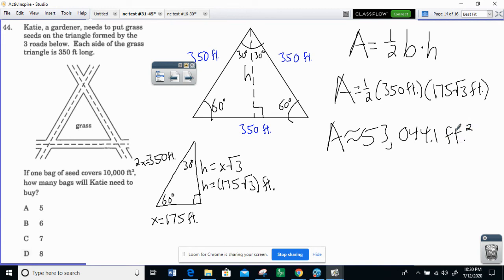And you need to be careful here because we want to do more than just divide this by 10,000 square feet. How many bags will Katie need to buy? Well, the tempting answer would be 5, because if we divide this, we're going to get 5.3. But if she only buys 5 bags, she's going to have 3,044 square feet left over. So 5 bags is not enough. She needs to buy 6, which is why the answer is B.